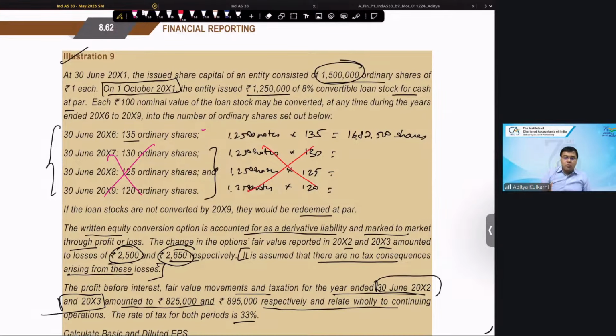If it is not lower than basic, then you cannot report that as diluted. The name only suggests diluted EPS means it has become lower in value as compared to the basic. So the EPS value must be lower. If it is not less, then you will say that diluted EPS is equal to basic EPS. Are we clear with this part of the explanation, everyone?